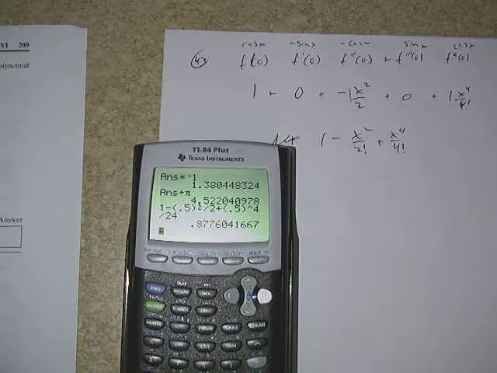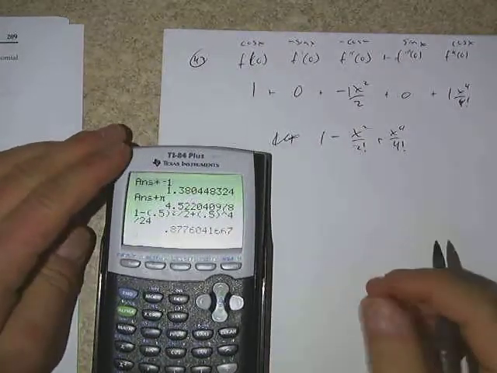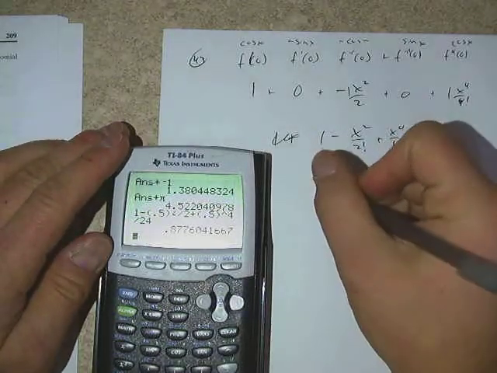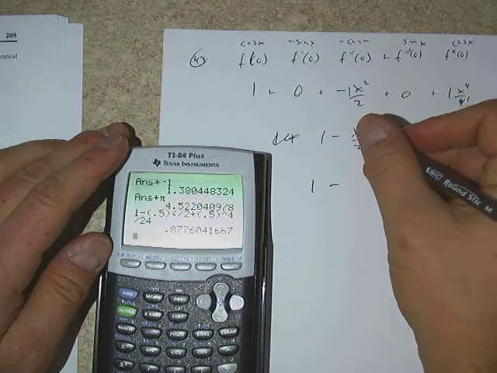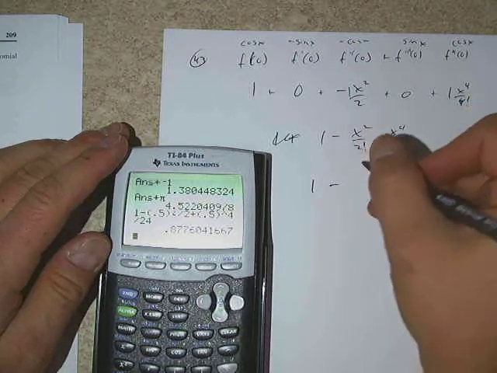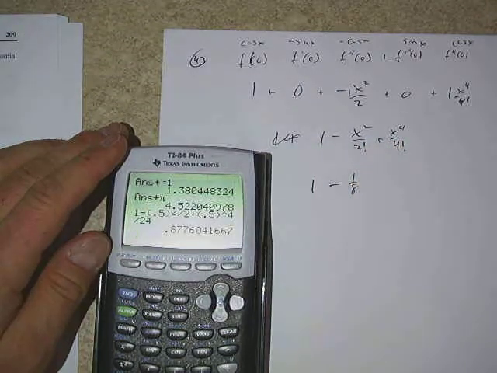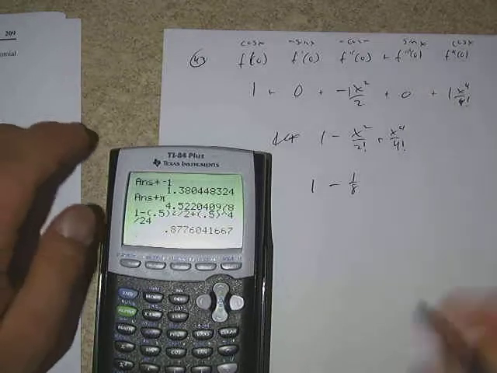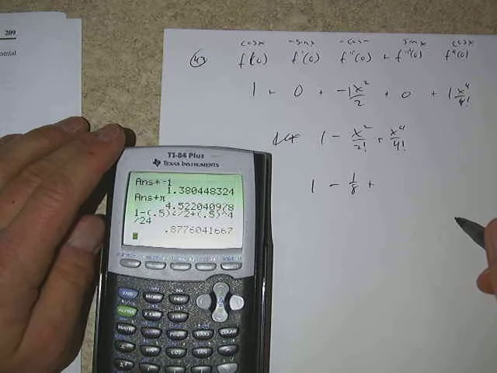Okay? Bottom line is, if we do our 1 minus 0.5 squared divided by 2 plus 0.5 to the fourth divided by 4 factorial, which is 24. We get that. However, if we looked at the answers first, we would know that they don't want a decimal for this.